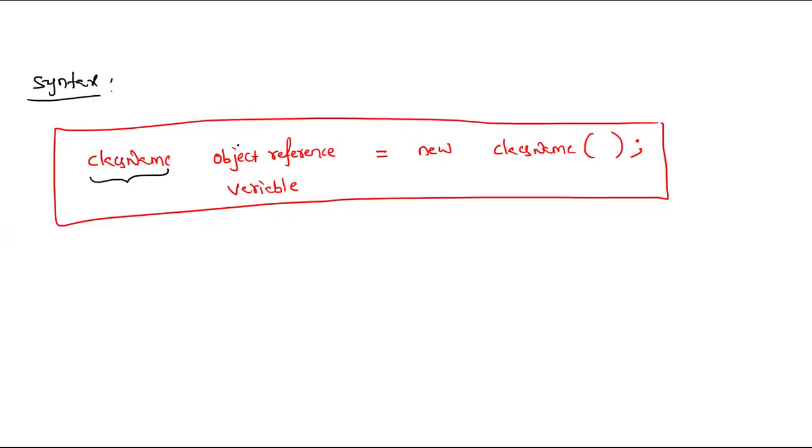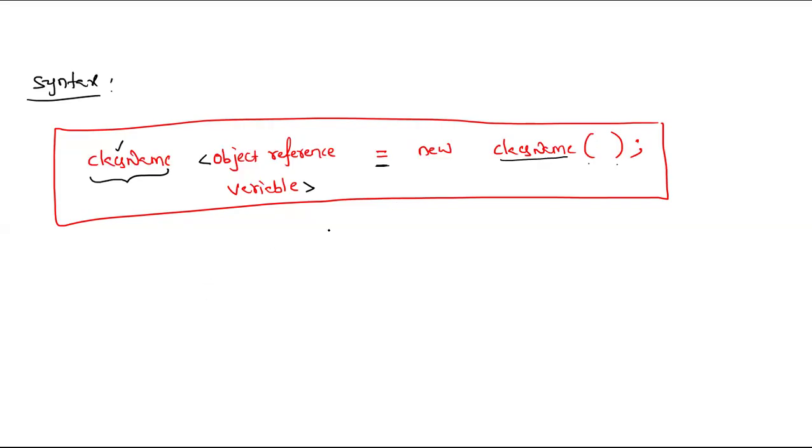Then it is just a variable name. Variable names are always the programmer's choice. The next is the assignment operator, that is the equal to symbol. Then here the class name. Whatever class name we use here, the same class name we'll use here also. Then open and close parenthesis is a part of the syntax of the object, then semicolon.